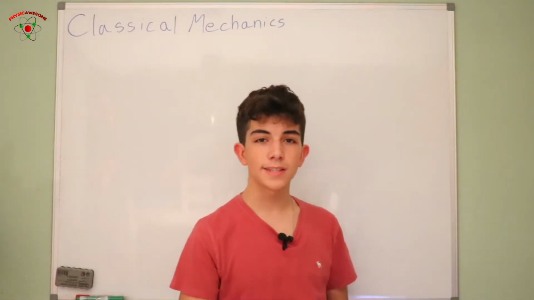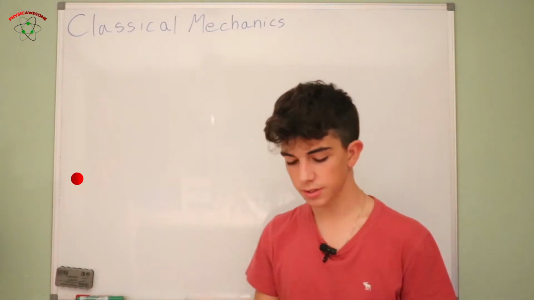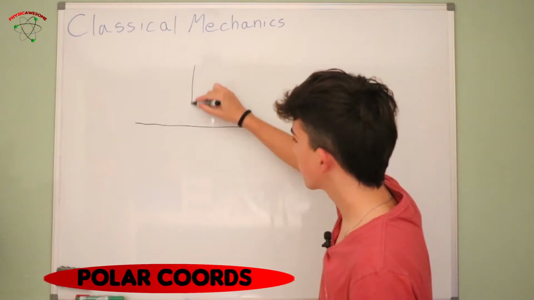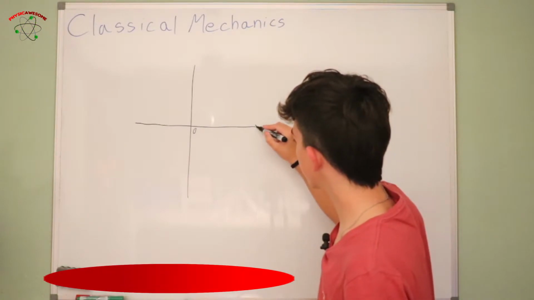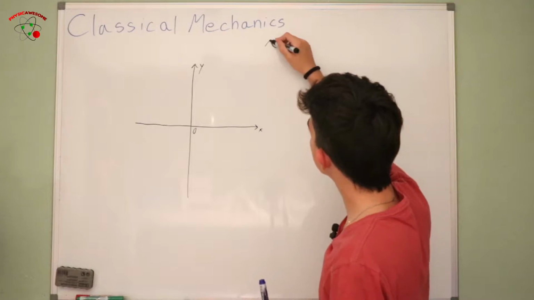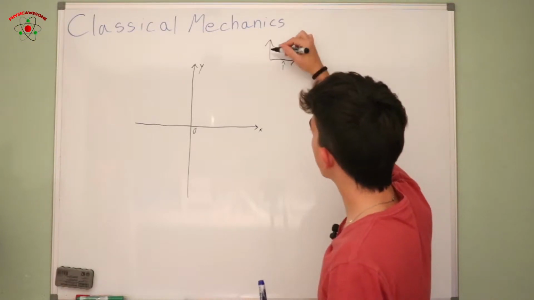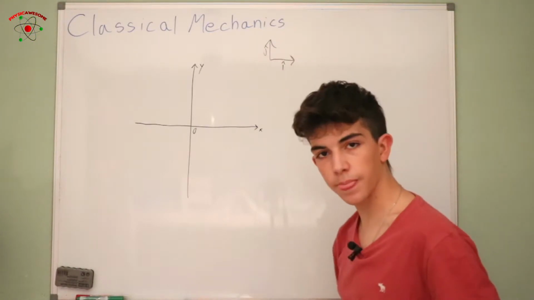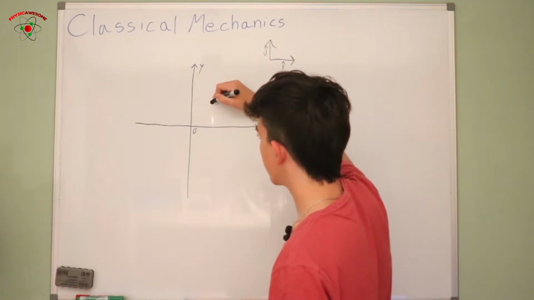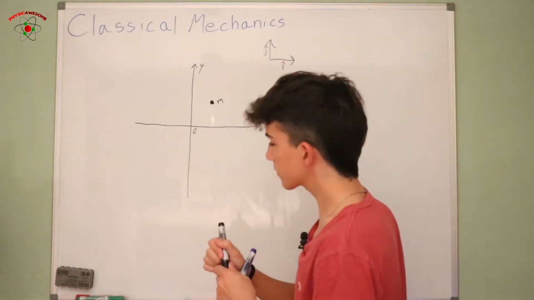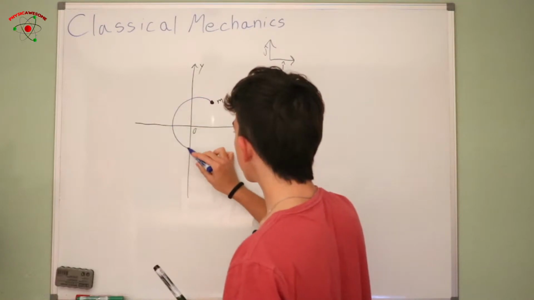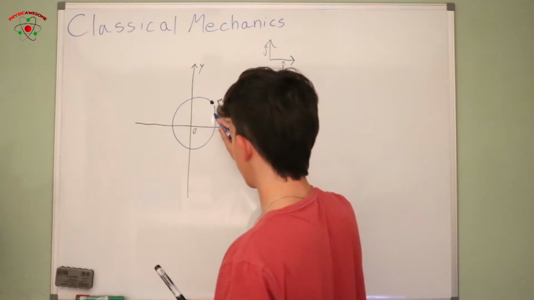Alright, so let's start with polar coordinates. As usual, we will have our reference frame with the origin. This is going to be the x-axis, this is going to be the y-axis, and we will denote that by our unit vectors i hat and j hat. We will have our mass m right around here, and we will let it go around in circles around the origin.